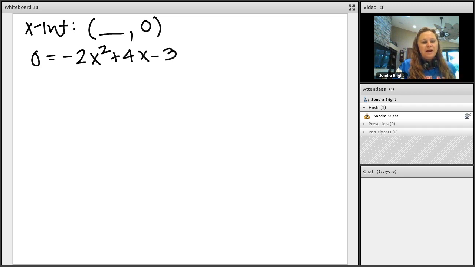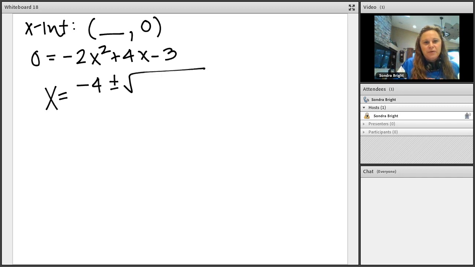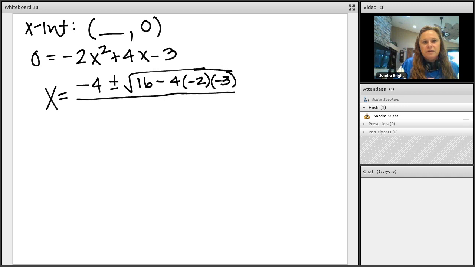So this is where if it factors, that's going to be your fastest usually. You could complete the square. I'm not going to choose to complete the square. We're not going to get out of completing the square. We do have to do it, but not on this one. I would do quadratic formula on this one. So x equals negative b plus or minus the square root of b squared minus 4 times a times c all over 2a.